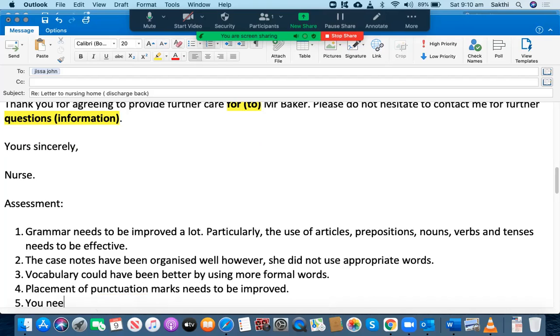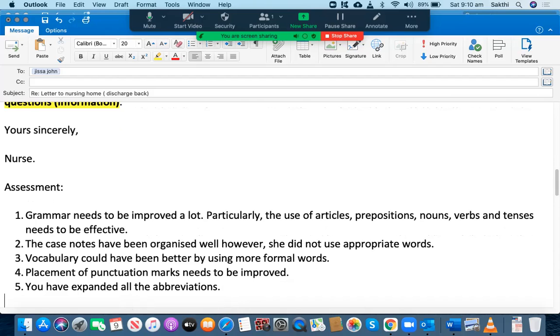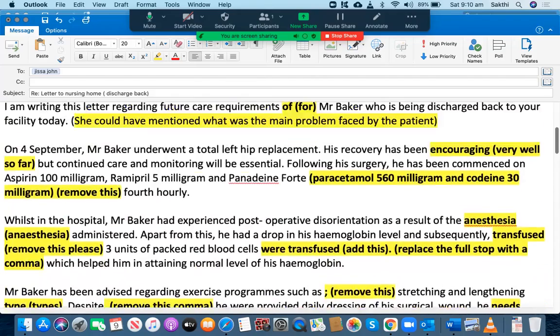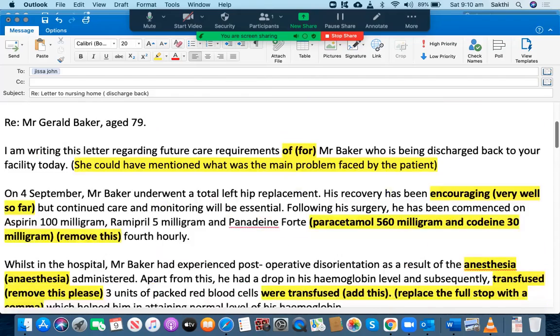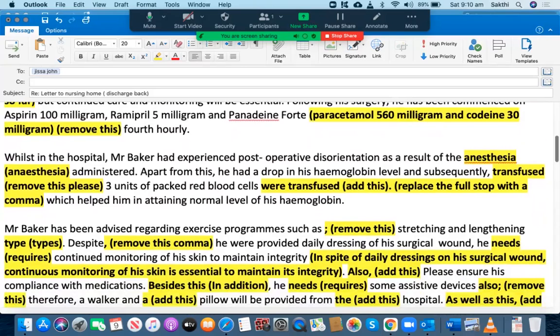You need to expand all the abbreviations. And she has done, I believe, yeah. She has expanded it. She has expanded all the... Just go back and check whether she has included any abbreviations or not. I believe she has expanded everything. Yeah, that's good. That's good.